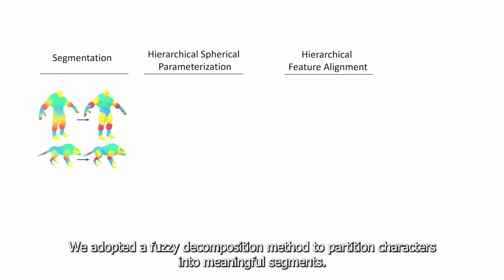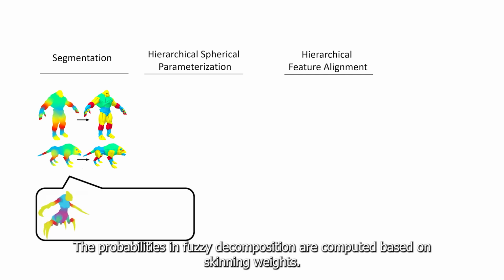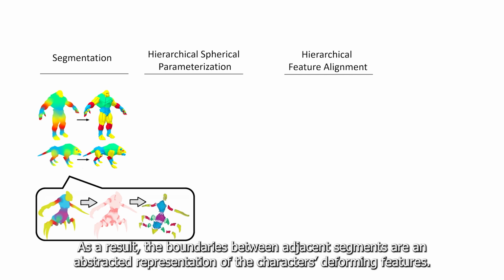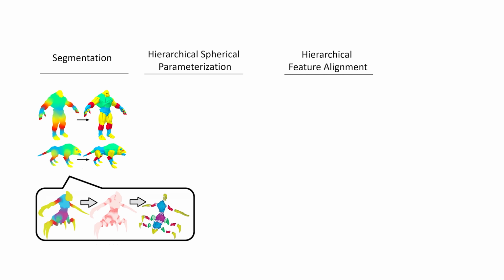We adopted a fuzzy decomposition method to partition characters into meaningful segments. The probabilities in fuzzy decomposition are computed based on skinning weights. As a result, the boundaries between adjacent segments are an abstracted representation of the character's deforming features.